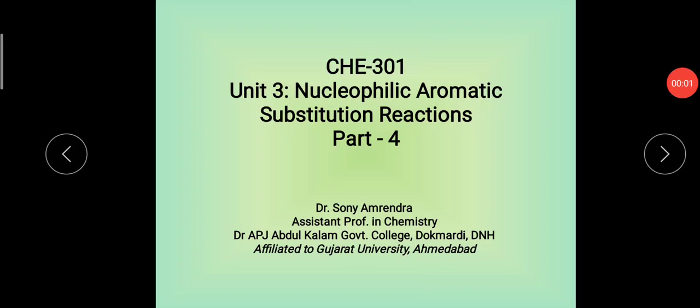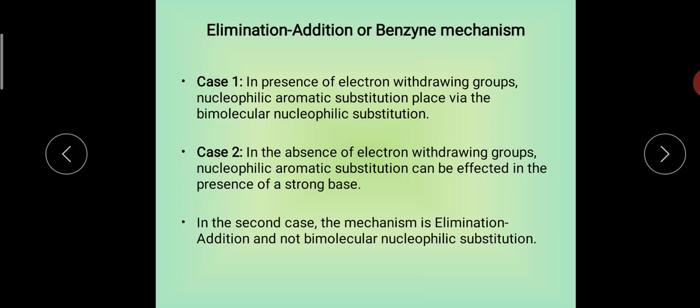So in this part we are going to see the next mechanism, which is the elimination-addition mechanism. Okay, so I had told you previously that there are two types of mechanism. One is the bimolecular displacement mechanism and the other one is the elimination-addition mechanism, which can even be called the benzyne mechanism because this takes place via a benzyne intermediate. Okay, I had told you what benzyne actually means in your previous classes, but still we'll see the structure of benzyne in the forthcoming slides.